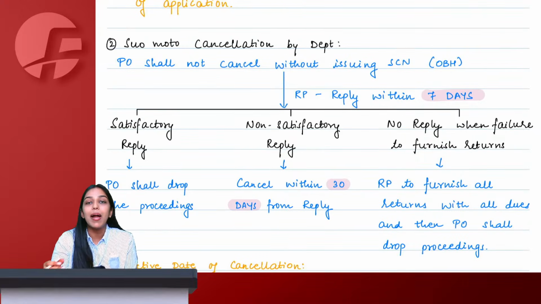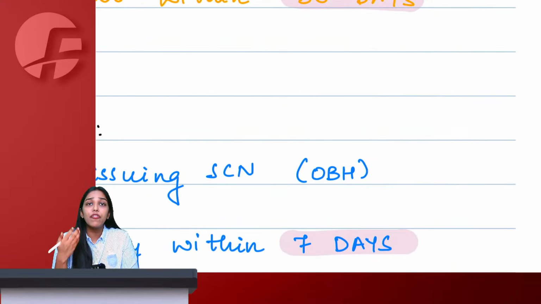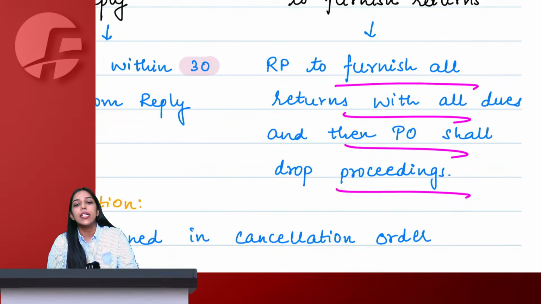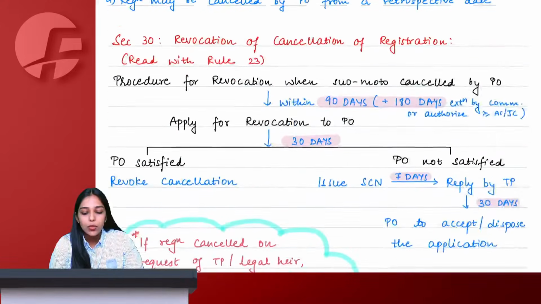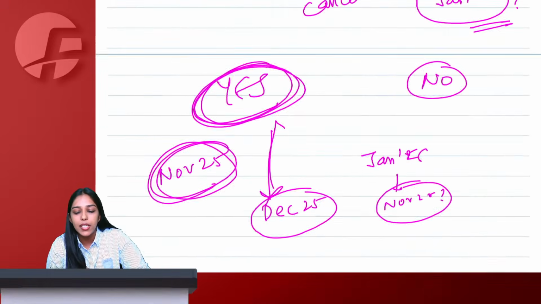And the entire matter was that you were not furnishing your returns. If the officer issued you a show cause notice for cancellation because you did not file your returns, then first you file all the pending returns and intimate the officer that I have filed my returns. Now no problem. They will automatically drop the proceedings. So all these things you can just self-read once. Nothing is important. What was important from section 29?